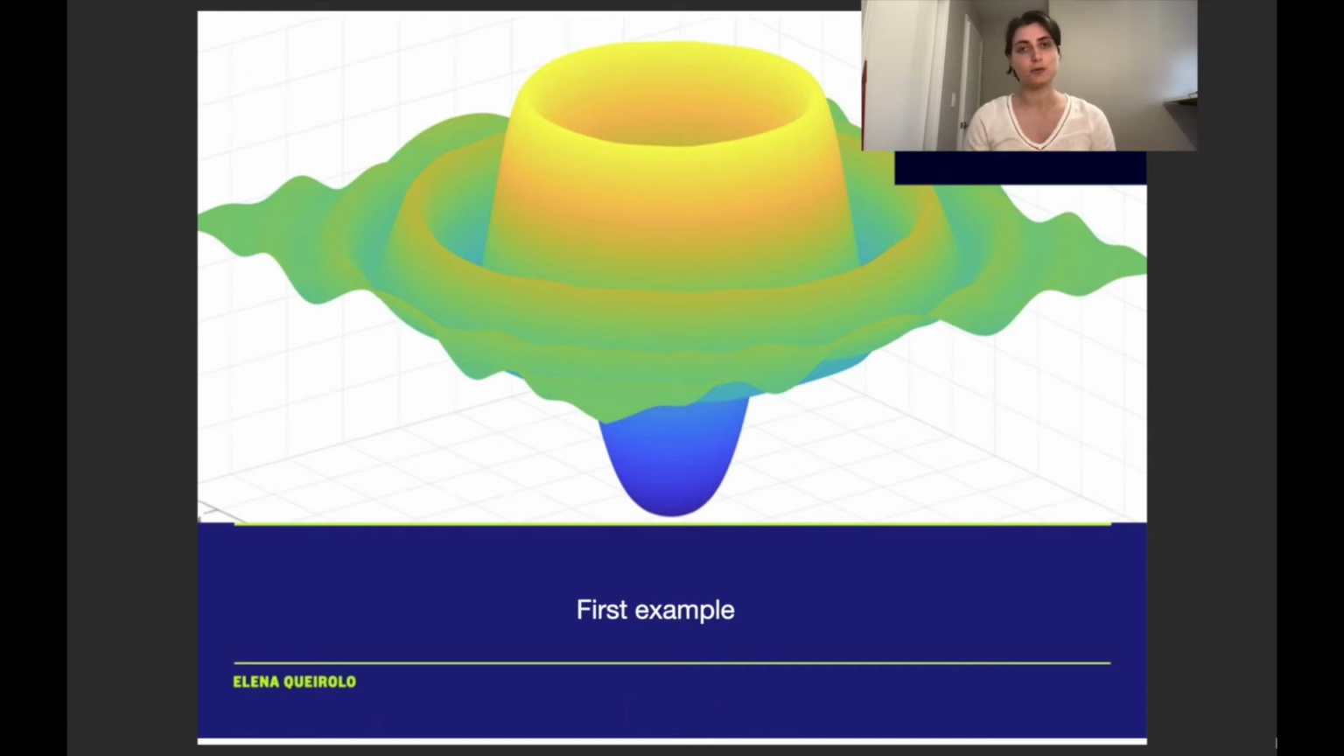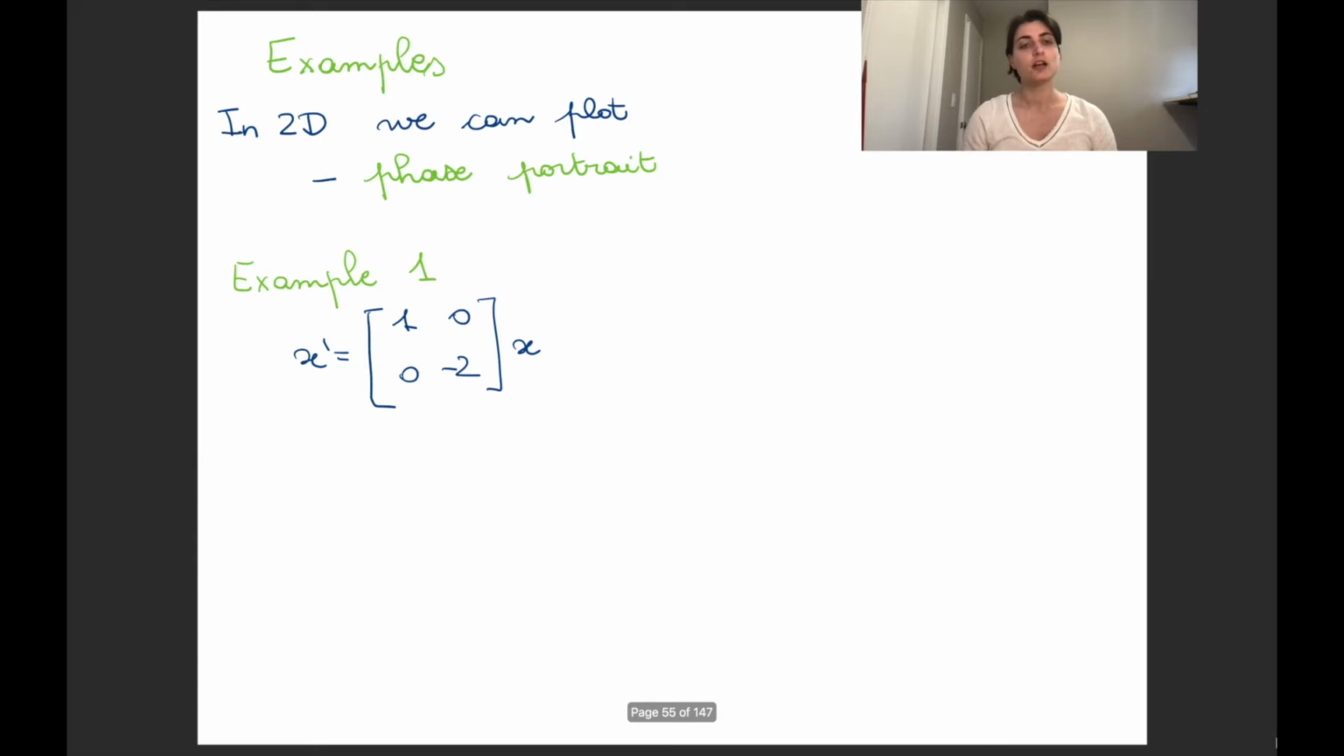First example of how to solve a linear system of ODEs. We are going to stick to 2D examples for two reasons. One is they are less computations than 3D examples, but they work in the same way. And two, in 2D, it's easy to draw what we're looking at.